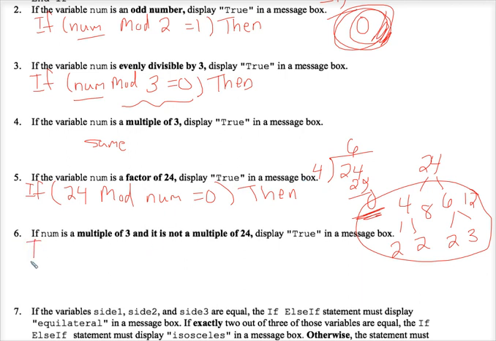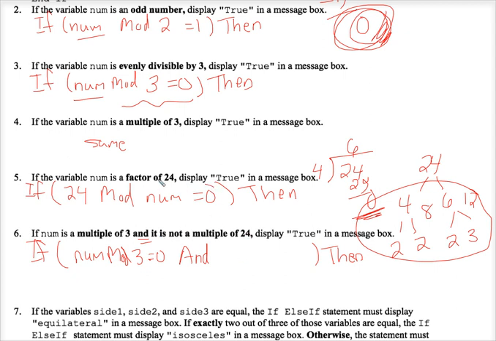Number 6, it's even more complicated, but it's really what we've already done on previous exercises put together. We have the word and here, so it's likely that we'll need the word and somewhere in this control expression. Well, the first part of the and is being a multiple of 3. That's just the same as the answer to number 4, which was the same as the answer to number 3. If num mod 3 equals 0. So that part's easy. If num mod 3 equals 0. And it is not a multiple of 24.